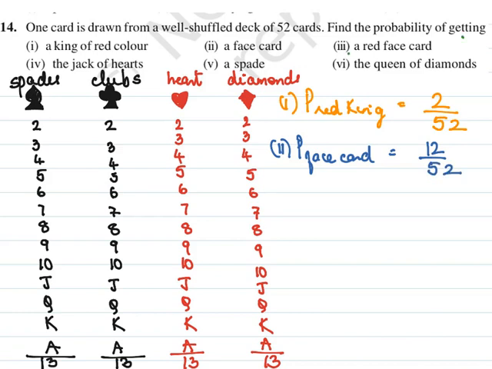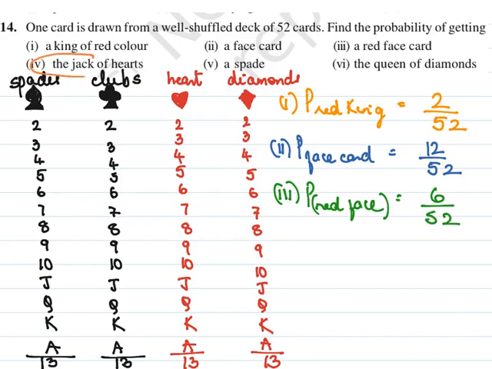Next is a red face card. Now for a red face card, these are the red face cards here. This is a red face card. So for red face cards, we see we have 6 of them. So the probability of a red face card will be 6 out of 52.